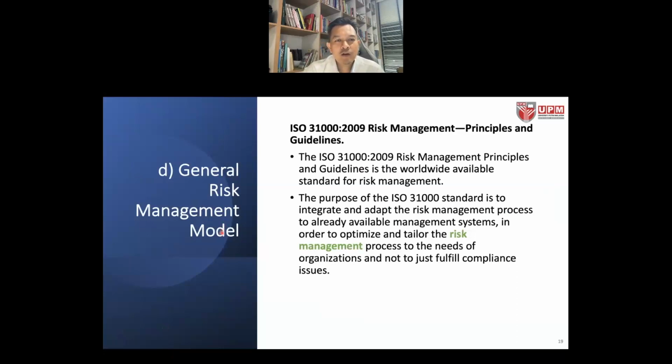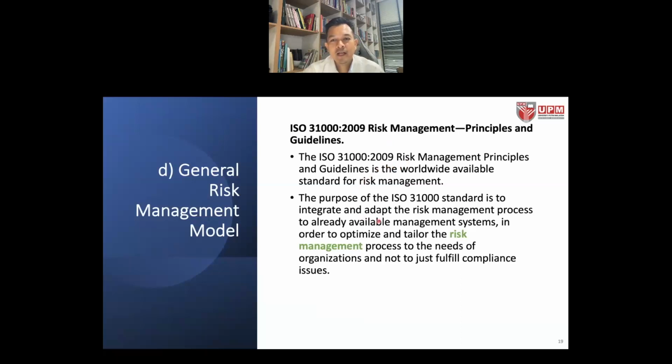So the model of general risk management that I want to share here is the ISO 31000:2009 risk management principles and guidelines. We are not going to go through the whole ISO 31000 risk management principles and guidelines, but just to introduce to you what it is all about. The risk management principles and guidelines is the worldwide available standard for risk management. It is also applicable for aerospace, automotive, even universities, companies, factories, and so on. They have adopted this ISO 31000.